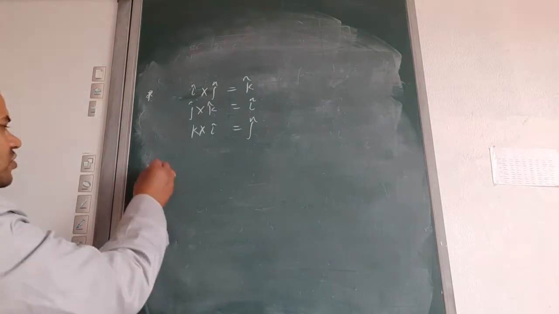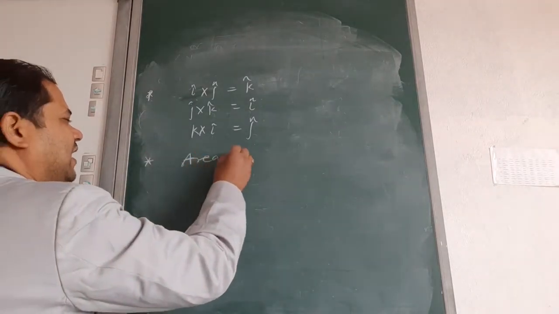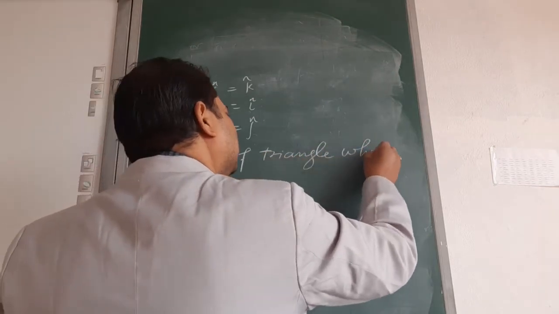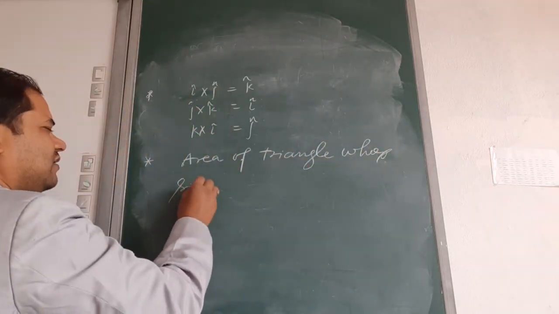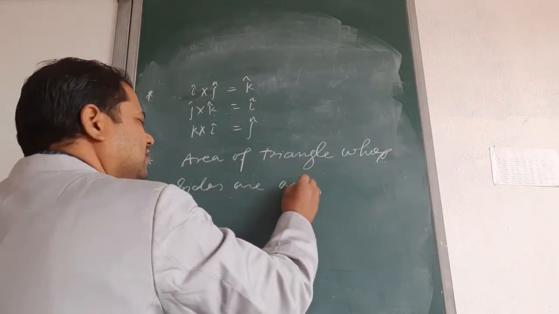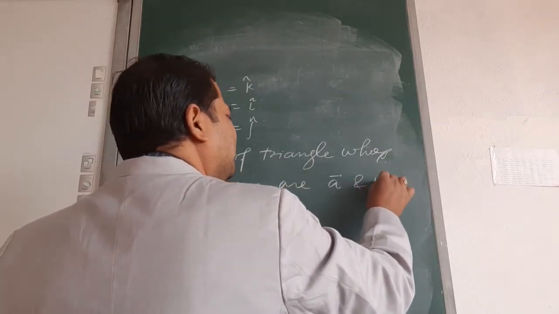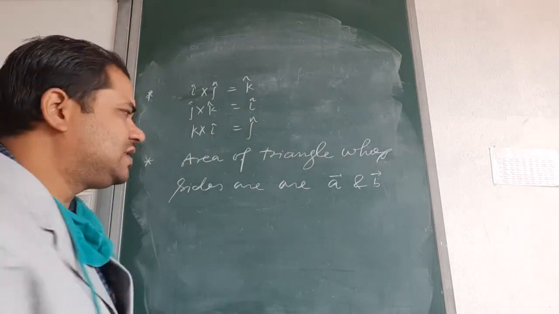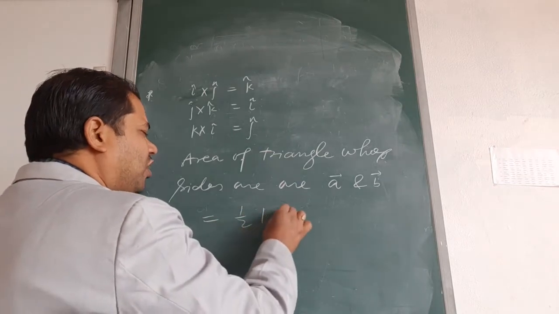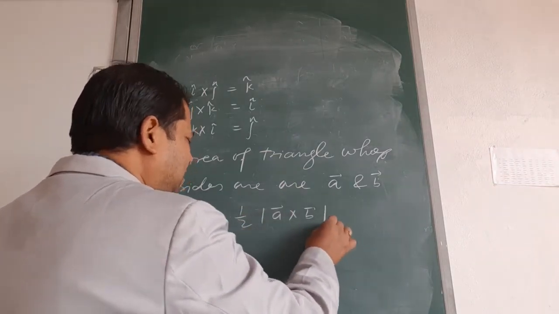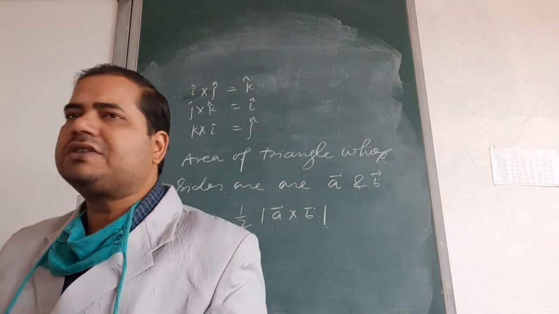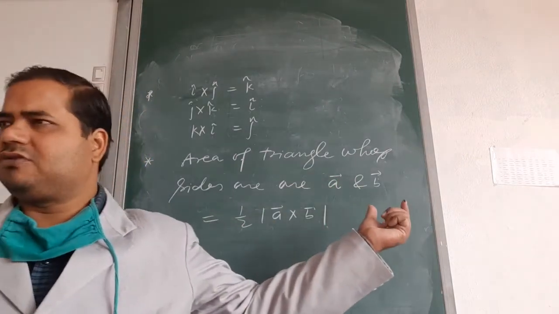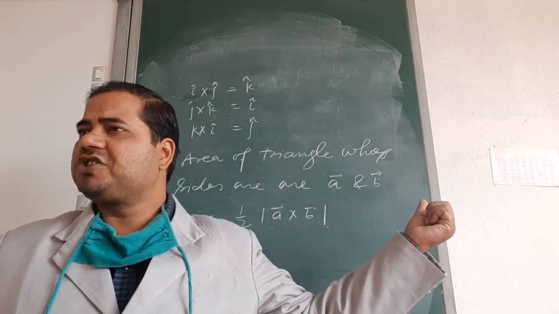Yes. Okay, now the most important thing: the area of a triangle whose sides are represented by the vector A and vector B is nothing but half of mod of A cross B. You know this thing? Simply, this is the side AB and AC, or AB and BC, whatever it is, no problem. Okay, not a position vector.